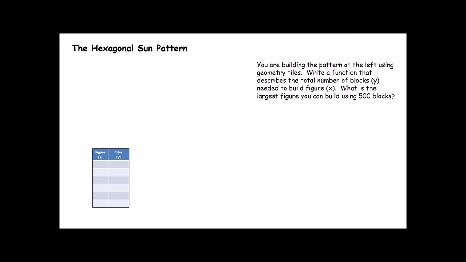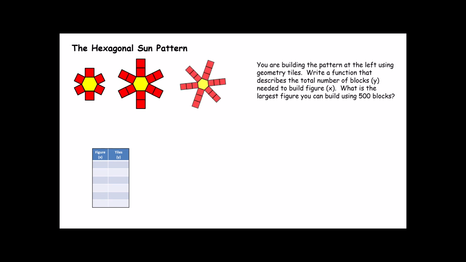Here's an interesting example, the hexagonal sun pattern. You're building the pattern at the left using geometry tiles. Write a function that describes the total number of blocks y needed to build figure x. What is the largest figure you can build using 500 blocks? So let's see, here would be figure 1, figure 2, and figure 3.